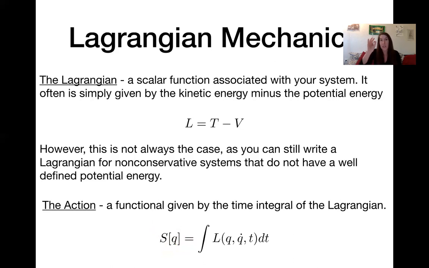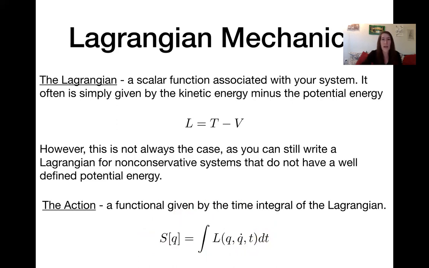A normal function has just a single variable as your input, whereas for a functional, your input itself is a function, but then ultimately, when you put a function into this functional, it spits out a normal number, just like a function. You put in a variable and it spits out a normal number. And so this action is simply the time integral over our Lagrangian.